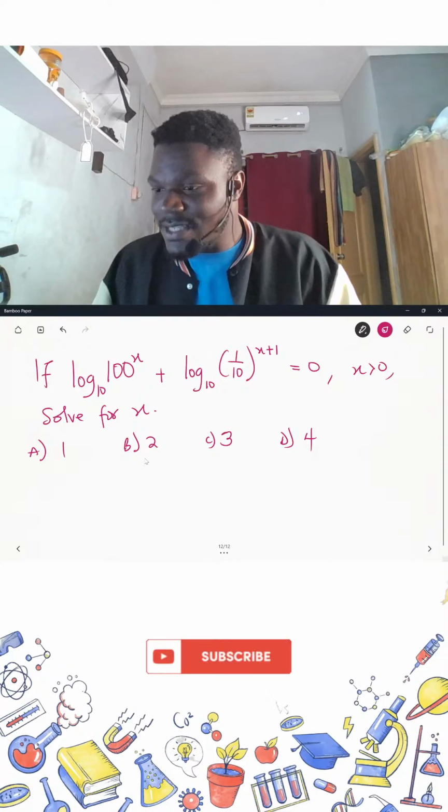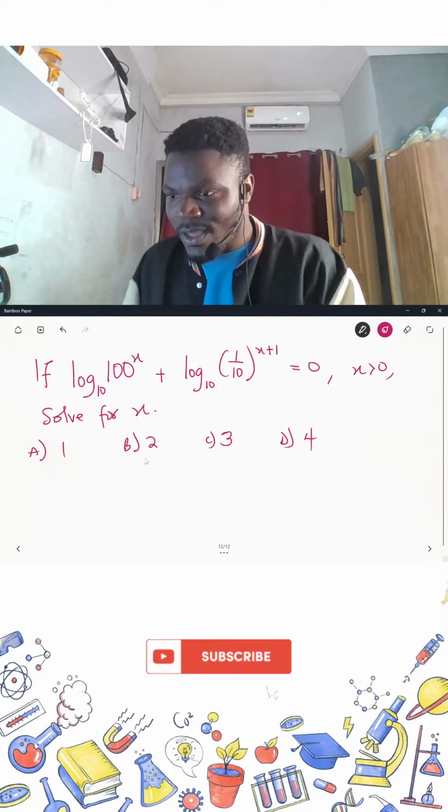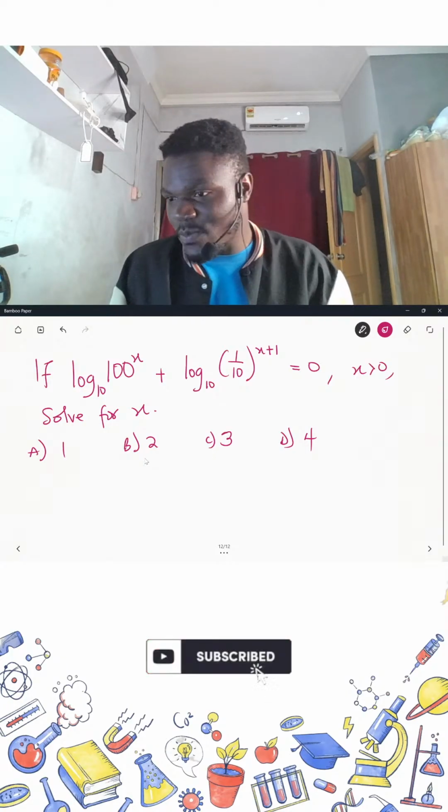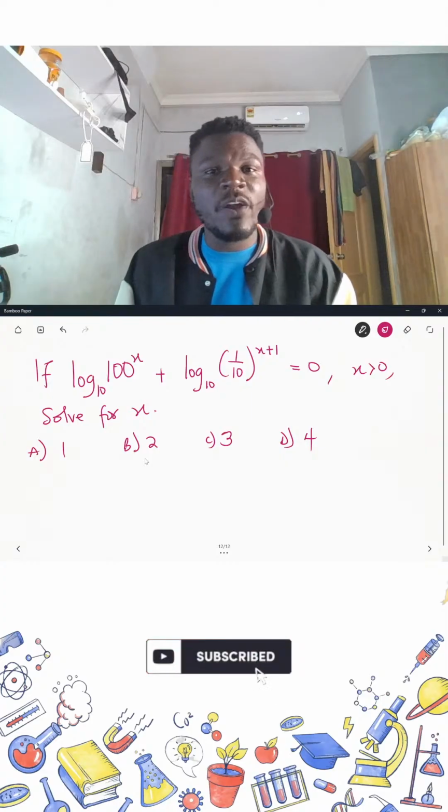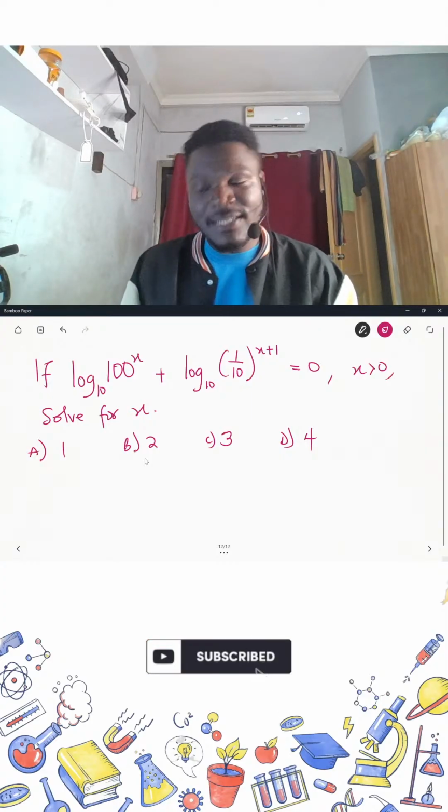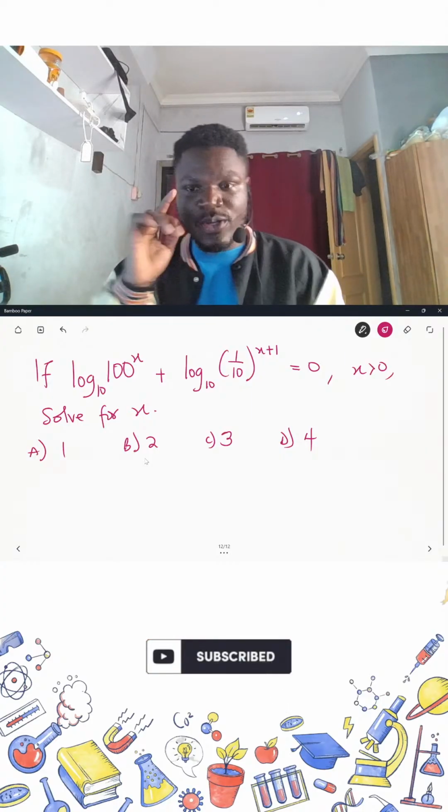Okay, this is very simple. Once you know the laws of indices and you know how to maneuver your way around indices and logarithm, you are good to go.